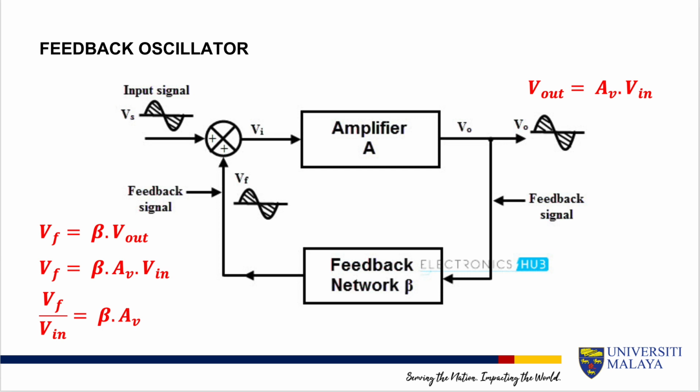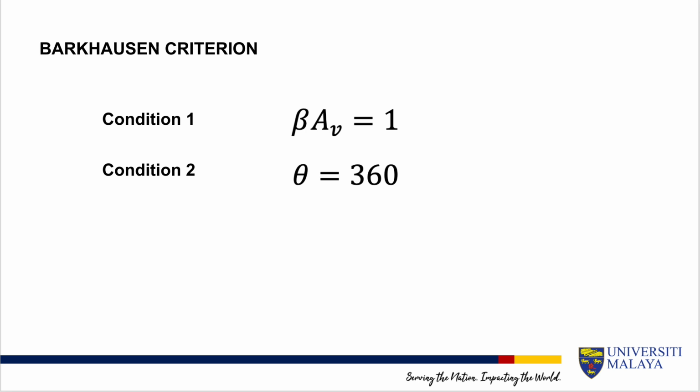In order for the oscillator to function properly, two conditions must be met. The first one is known as the Barkhausen criterion. That is when the attenuation factor times the voltage gain is equal to 1. So the loop gain of the oscillator network must be equal to 1 in order for us to have sustained oscillation. And we already mentioned the other condition: the total phase shift must be 360 degrees in order for positive regenerative feedback to occur.